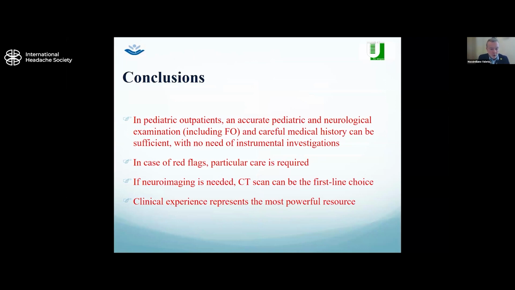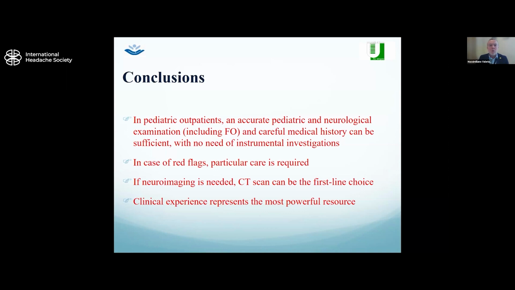I can go to the conclusion. Usually in pediatric patients with headache, an accurate pediatric and neurological examination, including, of course, the fundus oculi. The fundus oculi can be normal even in the presence of a brain tumor, especially if the tumor is located in the posterior cerebral fossa. This is true, but whether the fundus oculi is abnormal, so there is a papilledema, we are obliged to ask for further examination. And careful medical history can be sufficient with no need of further instrumental investigation.